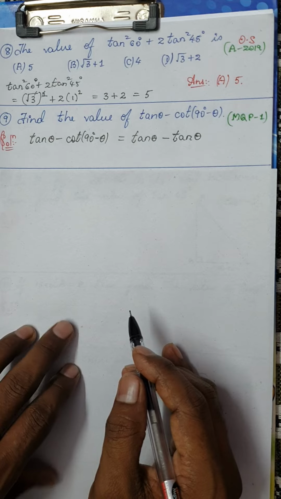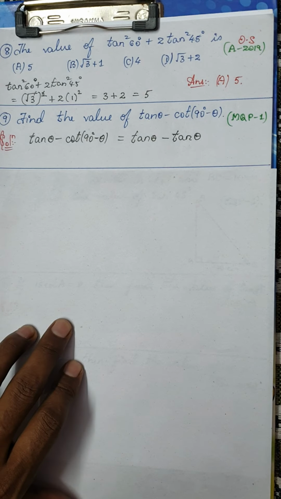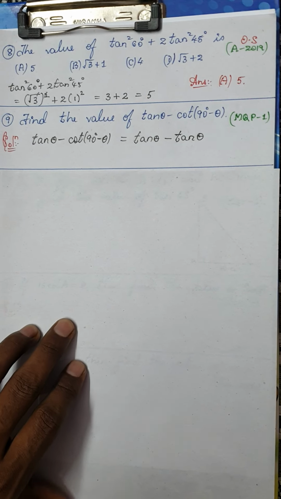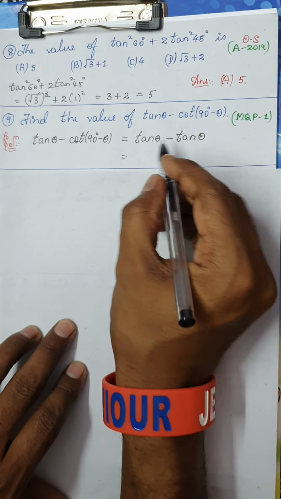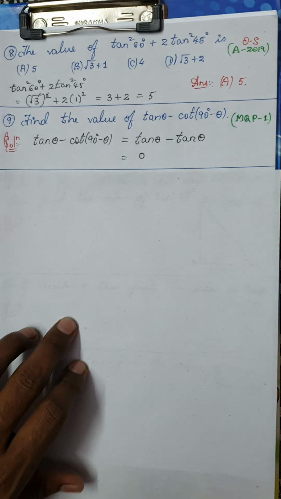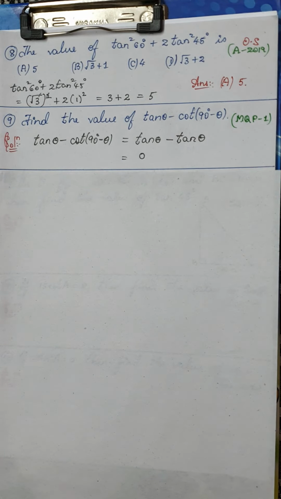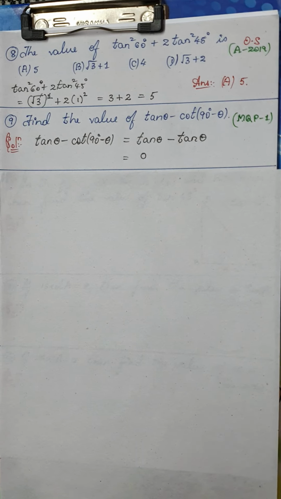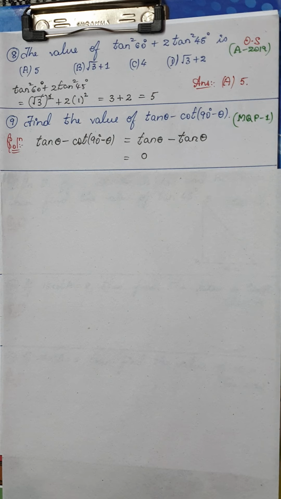You should remember the formulas. Every time I cannot keep on writing the formulas. Remember the formulas for every problem. So tan theta minus tan theta is 0. See, such a simple question. You don't need more than 30 seconds to answer this. Please don't say trigonometry is difficult. It is actually very interesting and also easy.